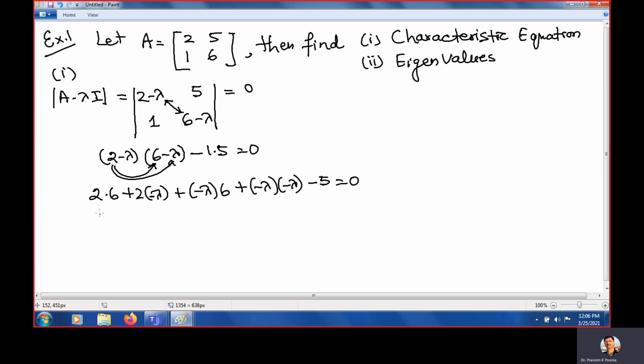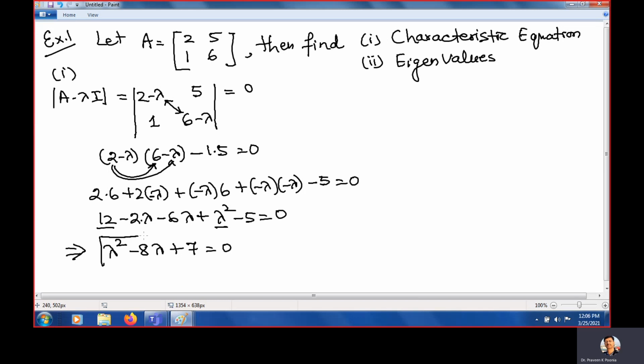Clear? 2 into 6 is 12. 2 into minus lambda is minus 2 lambda. Minus lambda into 6 is minus 6 lambda. And minus lambda into minus lambda is lambda power 2, minus 5 is equal to 0. If you simplify this, lambda power 2, minus 2 minus 6 is minus 8 lambda, and 12 minus 5 is 7, is equal to 0. So my dear friends, this is the characteristic equation.